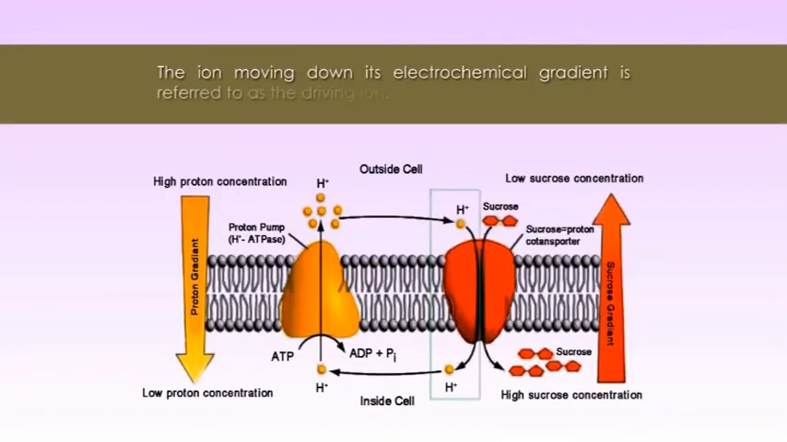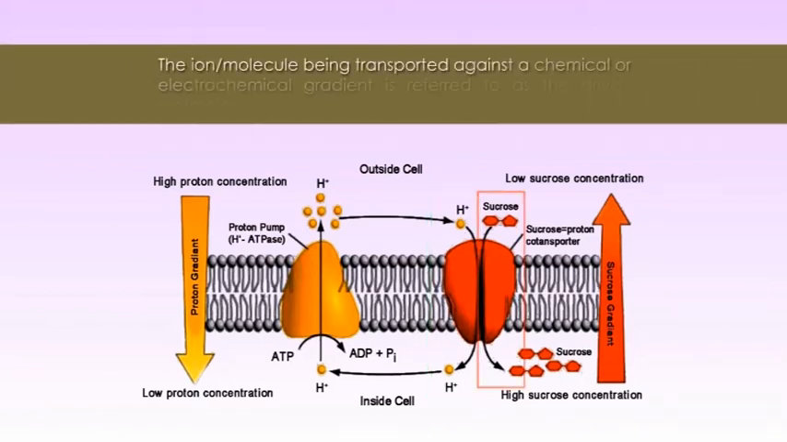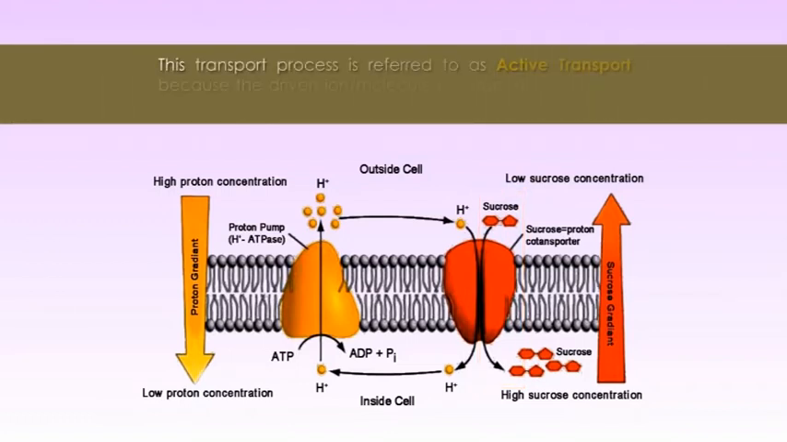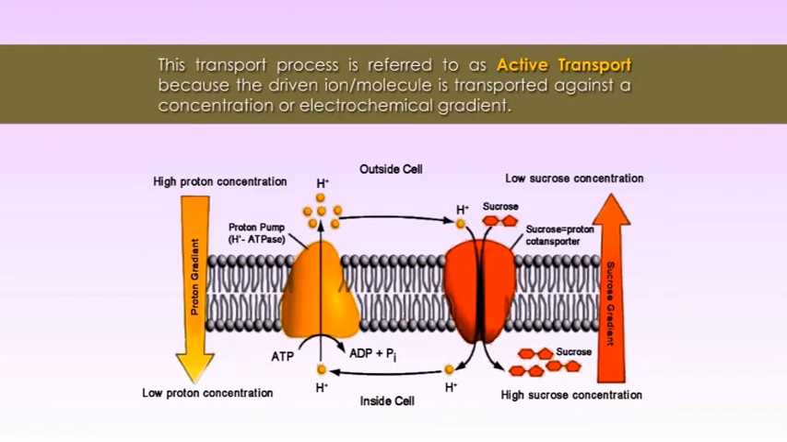The ion moving down its electrochemical gradient is referred to as the driving ion. The ion or the molecule being transported against a chemical or electrochemical gradient is referred to as the driven ion or molecule. This transport process is referred to as active transport because a driven ion or molecule is transported against a concentration or electrochemical gradient.